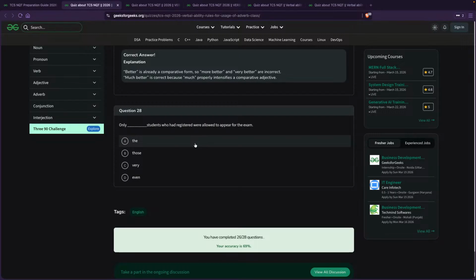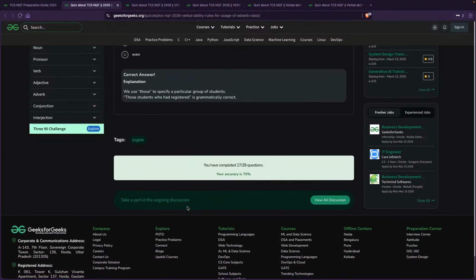Only the students who had registered were allowed to appear for the exam. Only those students, very students, only those students. Okay, 70%. I think it's not good.